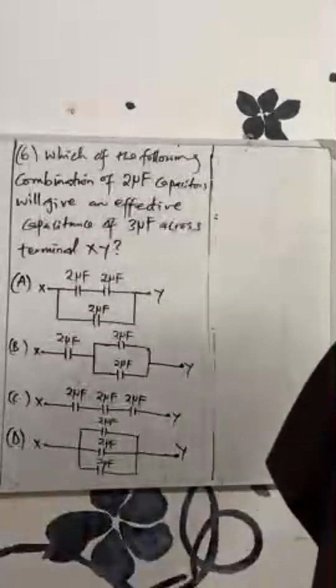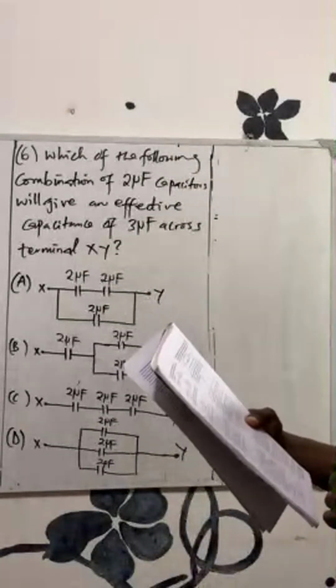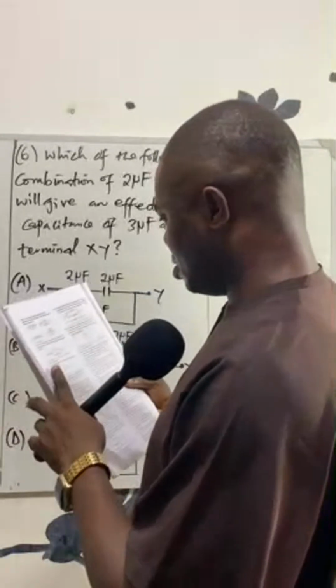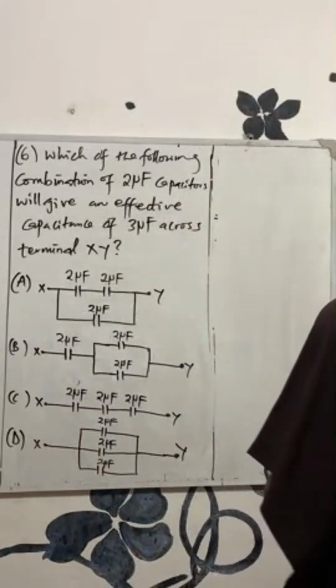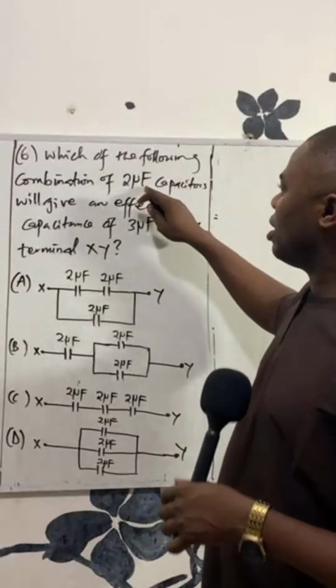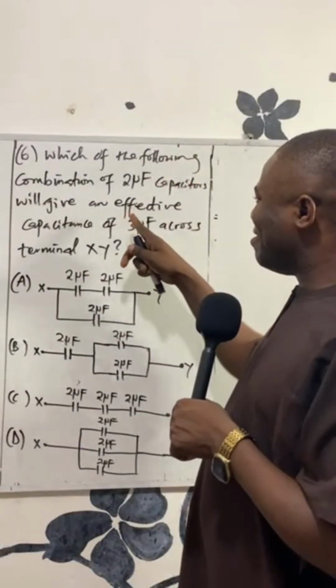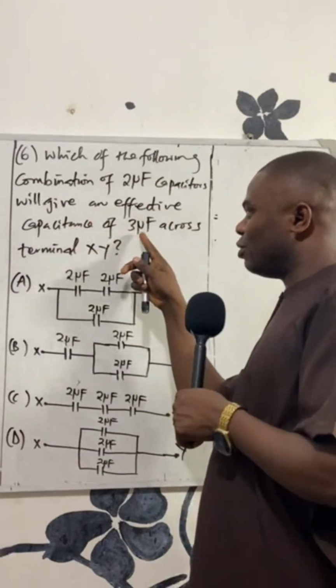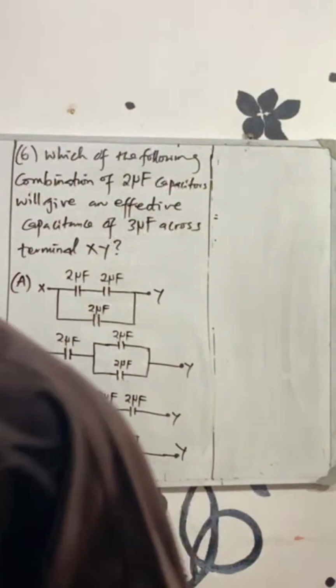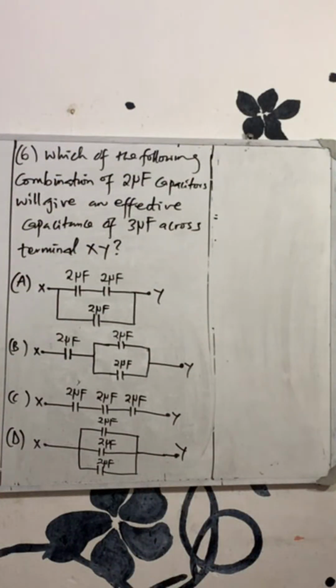So now let's do this. The particular question I picked is question number 6, 1988. The question says, which of the following combinations of 2 microfarad capacitors will give the effective capacitance of 3 microfarad across terminals XY? Which of the arrangements, when you calculate, gives that effective capacitance? Are you seeing it? So we are going to look into all of them.